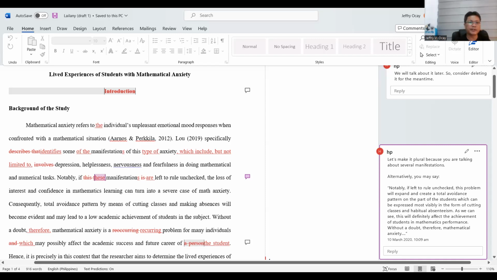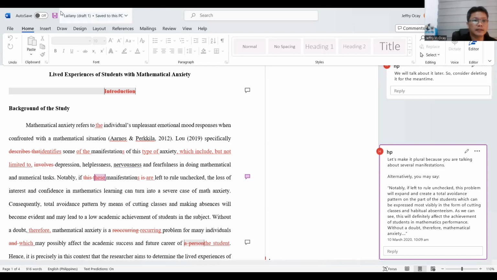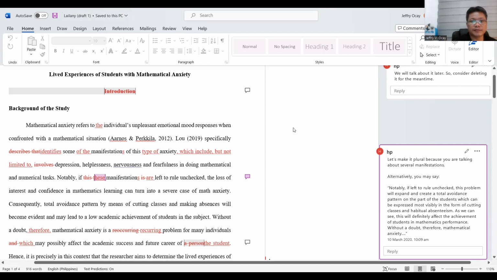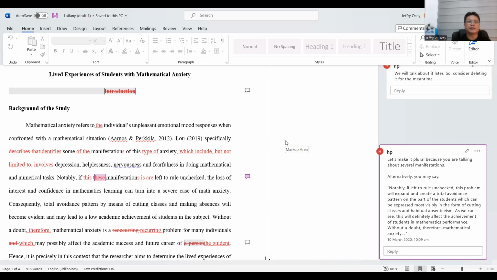And another thing to remember is that this is draft 1, as you can see here in the top left side of the screen, the file name of this paper. It reads Lailani Draft 1. So meaning to say, this is the first draft of the background of the study of my advisee.